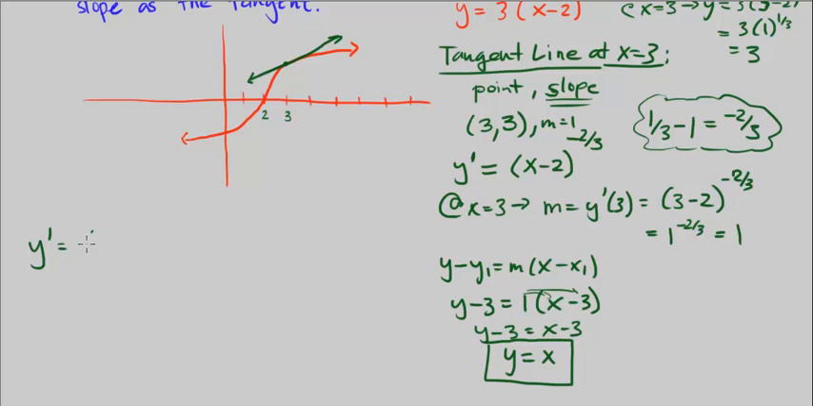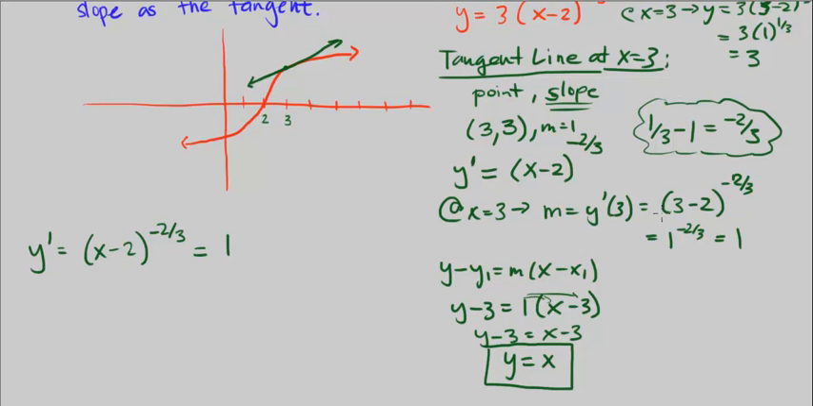Y prime is equal to (x minus 2) to the power of negative 2/3. And where does this slope function equal to, what was the slope here? The slope was 1, right? Where is this equal to 1? So that's one way to do it, a quick way to do it, and then just solve for x, right?